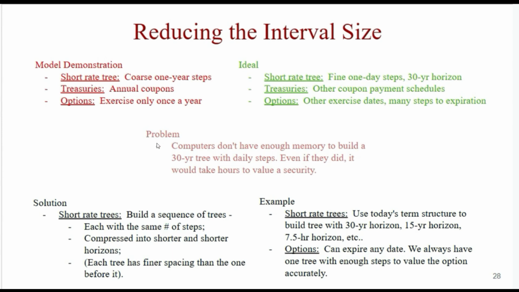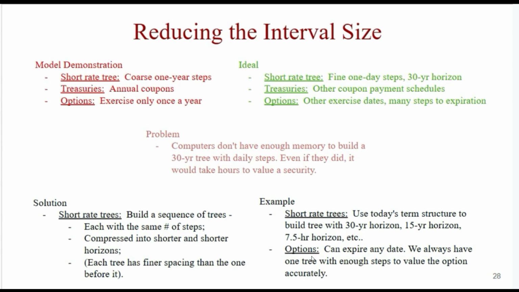But at the time this paper was published in 1990, the authors' computers didn't have enough memory to build a 30-year tree with daily steps. So even if the computers did have enough memory, it would take the authors hours to value a security. So instead, the authors built a sequence of short rate trees, each with the same number of steps, but compressed into shorter and shorter horizons, each tree with finer spacing than the one before. For example, they might use today's term structure to build short rate trees with a 30-year horizon, a 15-year horizon, a 7.5-year horizon, etc.